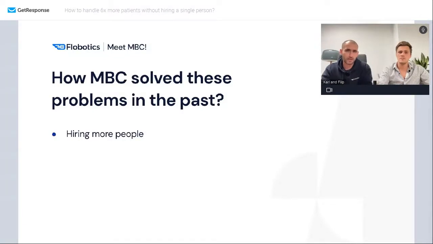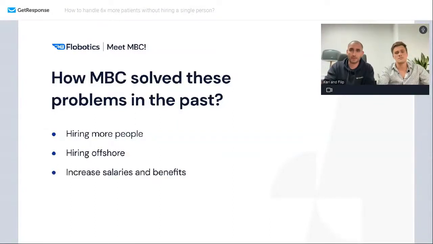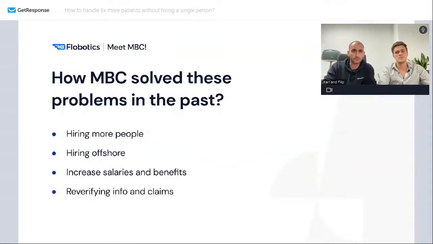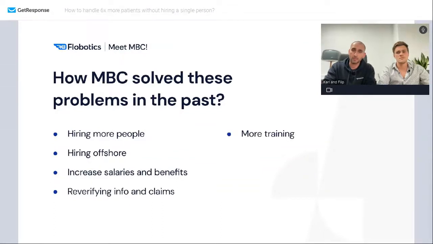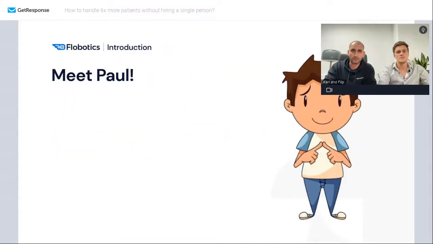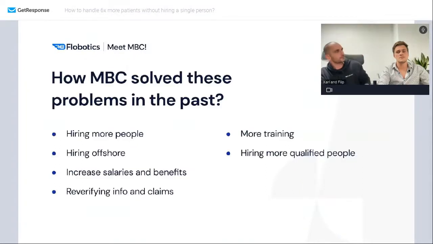Most of the time they would just hire more people. This is the general thought in the population: more people, more processing power. Hiring offshore, increasing salaries and benefits to retain people, re-verifying info and claims, more training, hiring more qualified people. But some of these things just don't work. They're difficult, you can't scale it properly, and it's a long process. Then MBC surprised everybody because instead of hiring 15 more people, they did something totally different. They hired just one person.